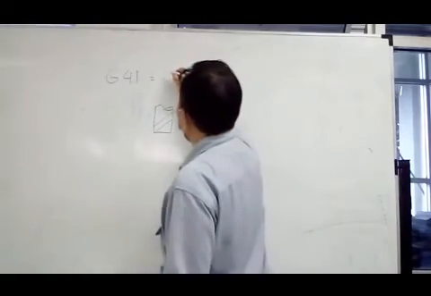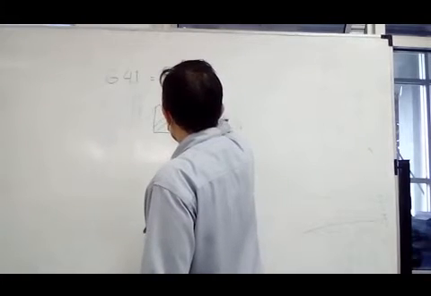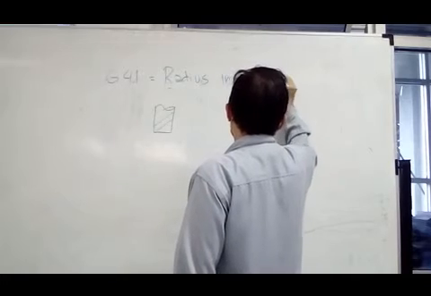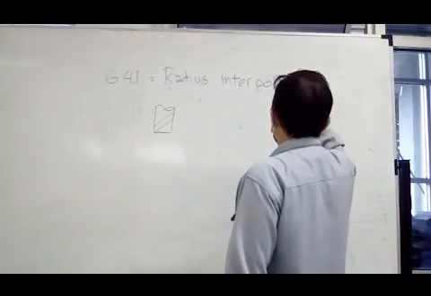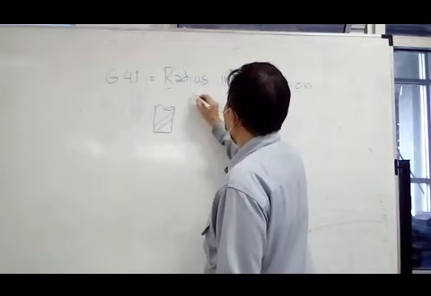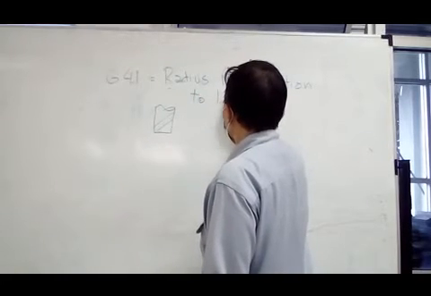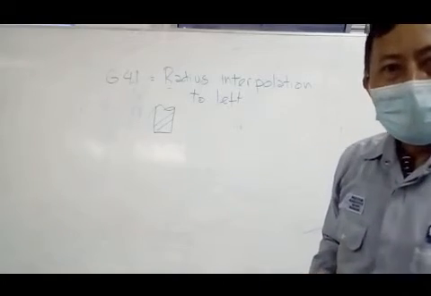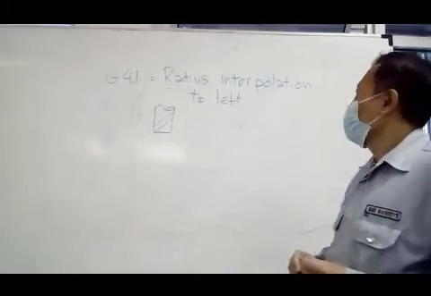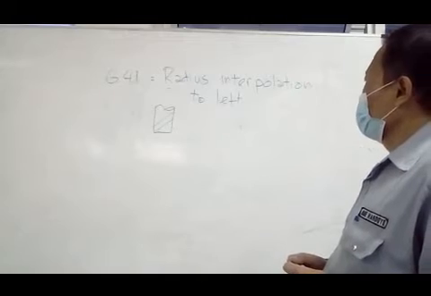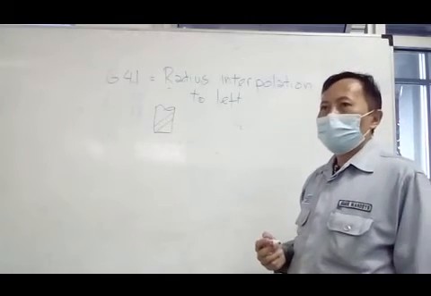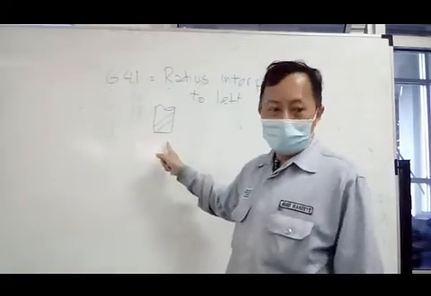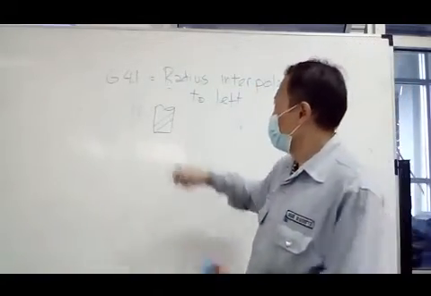G41 is radius interpolation to the left. Okay. How to use the code? For example, the cutter must be like this. The cutter must be like this.